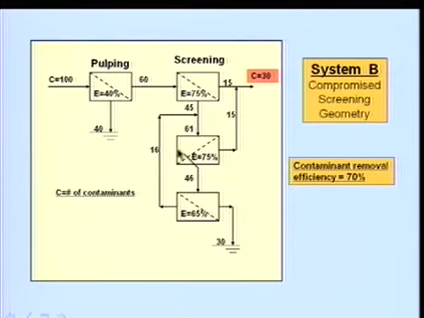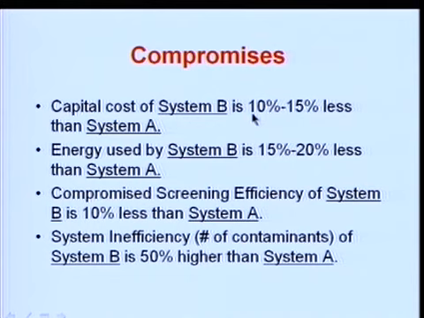Next one, here is the secondary screen accept going forward. So the feed stream to the primary screen is smaller. However, because this is going forward, we have more contamination going forward, and overall system efficiency is 70%. So what are the key differences between the two systems? System B is 10 to 15% less than system A in terms of its cost, because we use smaller screens in B because we had a smaller number of contaminants to be handled.